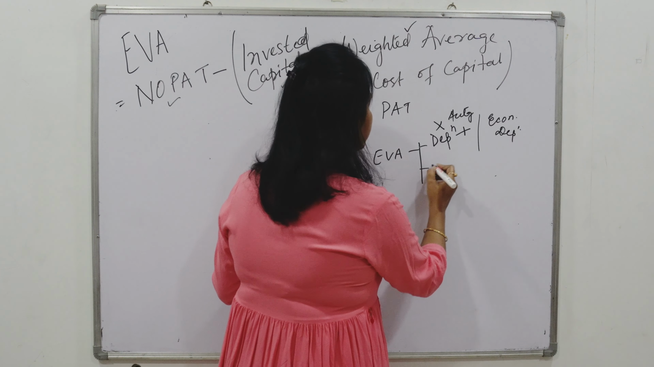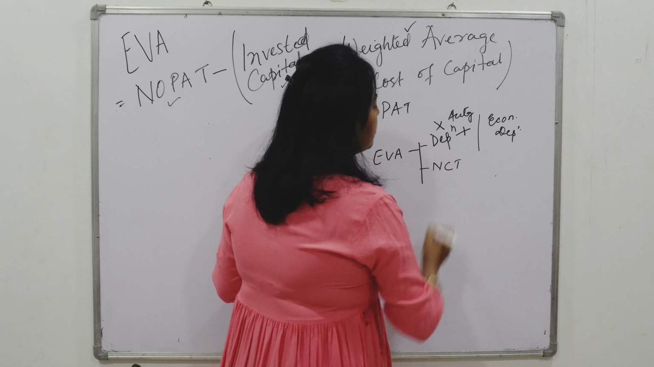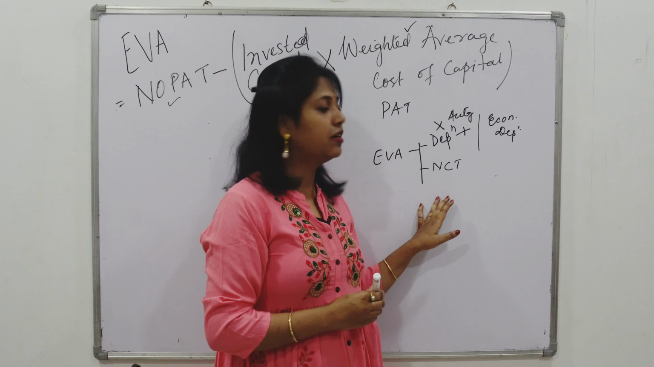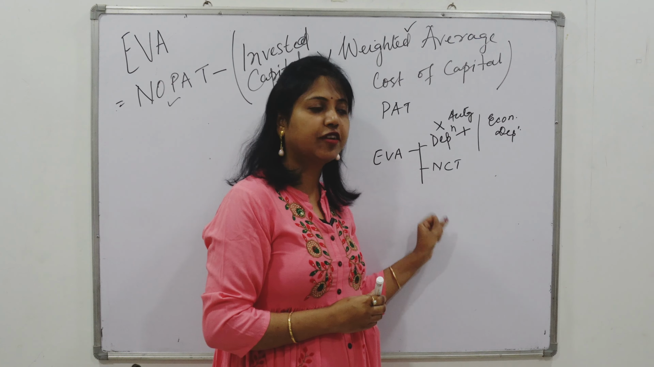Next is non-cash transactions. Non-cash transactions should not be deducted from profit, rather they should be capitalized. Capitalized means it should be added to the capital. So that means it should not be deducted from profit, so we have to add it back with the profit, and it should be capitalized, which means you have to add it with capital.